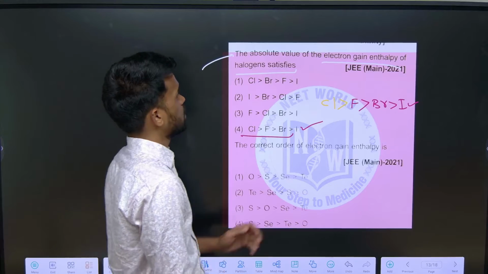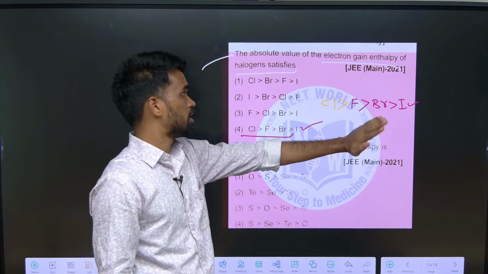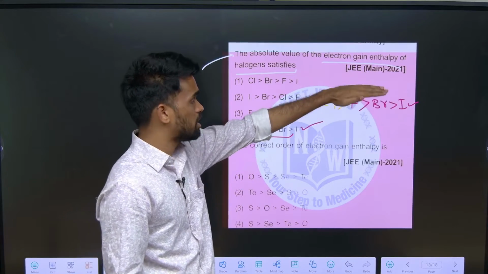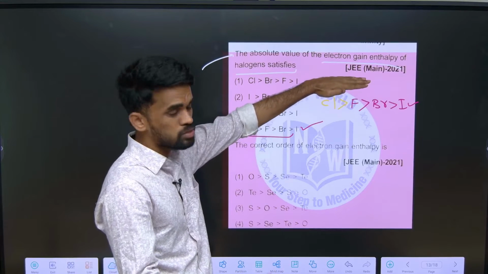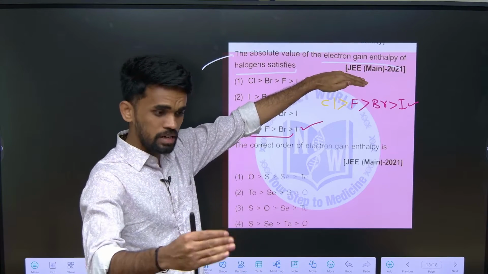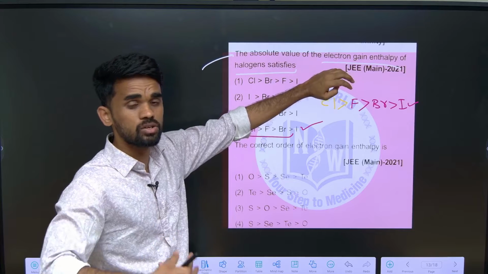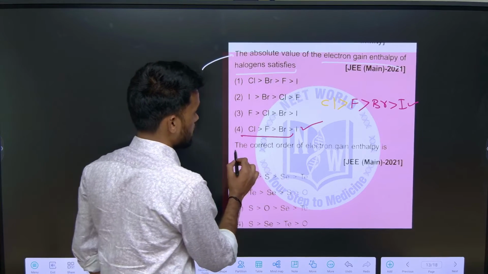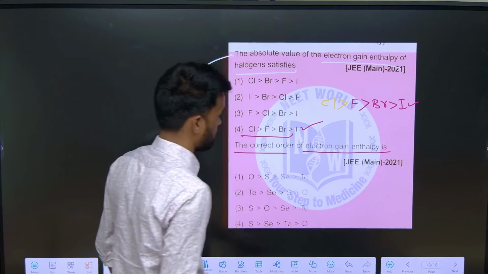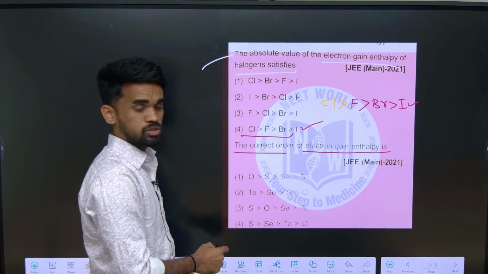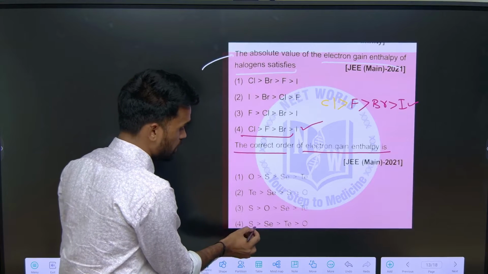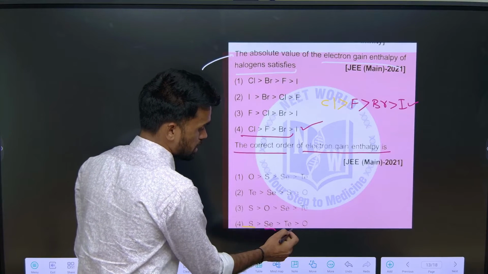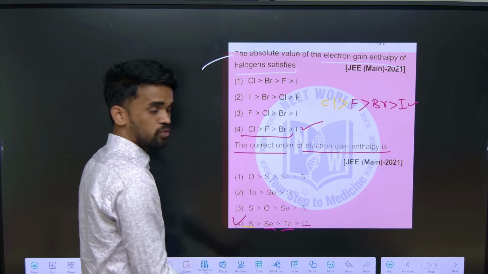Okay, so whether it is JEE Mains, MHT CET or NEET, whatever the exam, just practice some PYQs from a particular topic from different exams or different papers, that will give you more clarity on the topic or concepts. Okay, so here, correct order of electron gain enthalpies. I told you for the oxygen family also, sulfur has the most, then selenium, then tellurium, and least is oxygen. So option 4 here also.